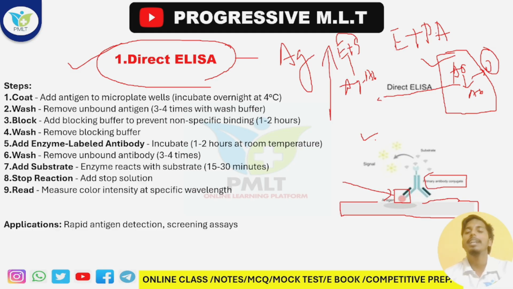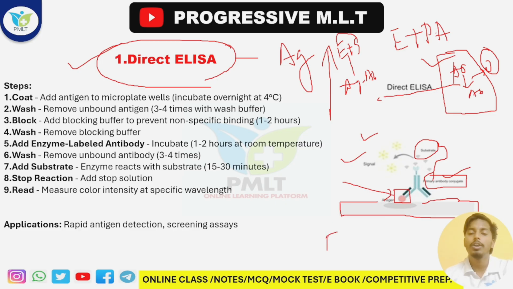Got it? See here, if you notice, here is a microtiter plate, or we can say the polystyrene immunosorbent plate. After that, we add the sample. After that, we add the primary antibody. This antibody reacts with this particular antigen. After that, we add the substrate. This substrate helps to react with the enzyme, and color basically develops.